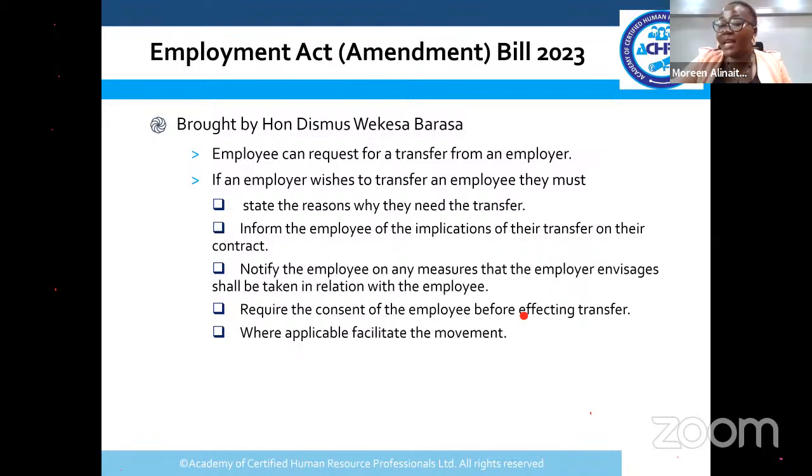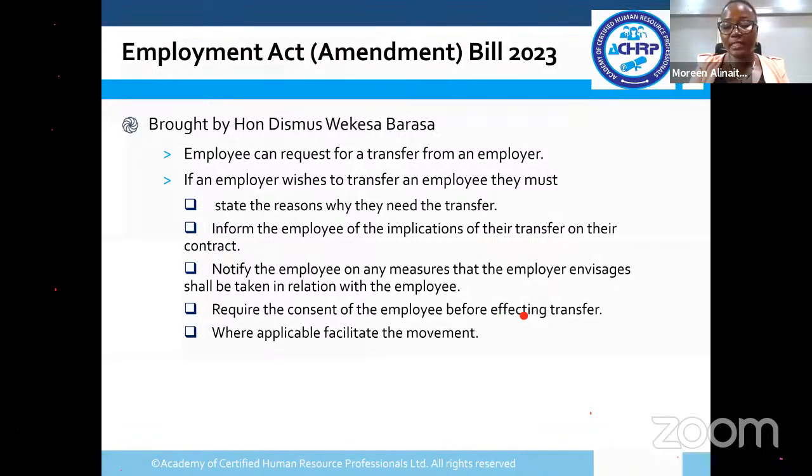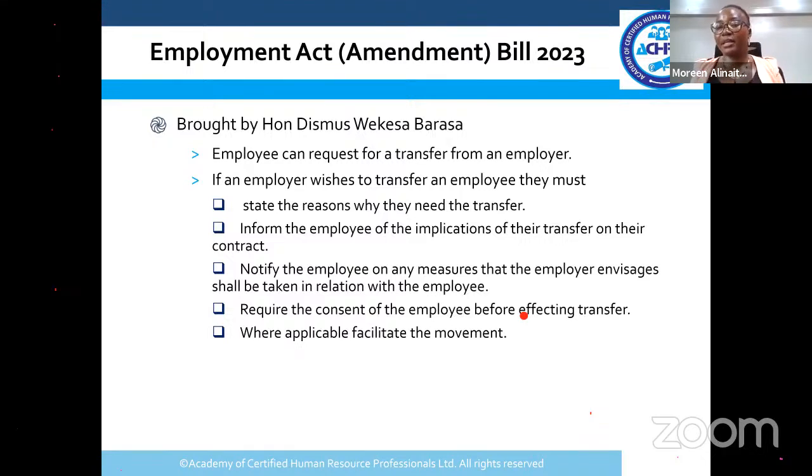Considering that they signed the agreement saying they are going to serve anywhere in Kenya. Even if Kenya now moved to Ethiopia, in case we wake up and we find that Kenya has moved to Ethiopia, they signed the agreement to say they will serve anywhere in Kenya. Where it is applicable, they must facilitate the movement of the employee to that place. That is in a nutshell what they want to achieve by this amendment bill.